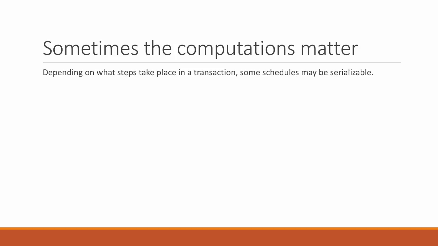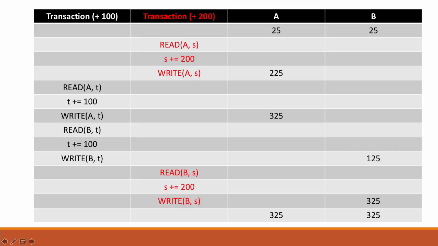Okay, so I have to warn you that sometimes the exact steps taking place within a transaction determine whether a schedule is serializable or not. What do I mean by that? Let's imagine I had two transactions that look almost identical, except one transaction adds 100 and another adds 200. I have the exact same structure, messing with A, messing with A, messing with B, messing with B. Now when I interweave these two transactions, I read from A, add 200, read from A, add 100, read from B, add 100, read from B, add 200.